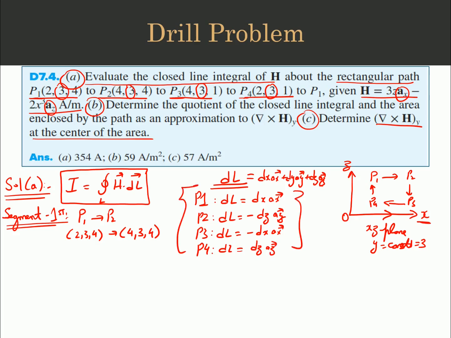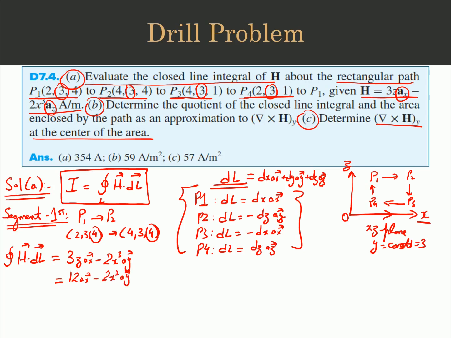Now we come to the first path. We can find the amount of current over here by the integral of H dot dL. The value of H is 3z along a_x minus 2x cubed along a_y. Since the value of z is the same when I move along path 1, we can see it's 4, so we can just incorporate the value of 4. So it becomes 12 a_x minus 2x cubed a_y.